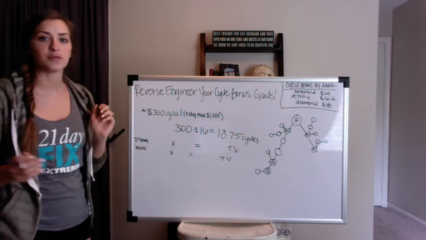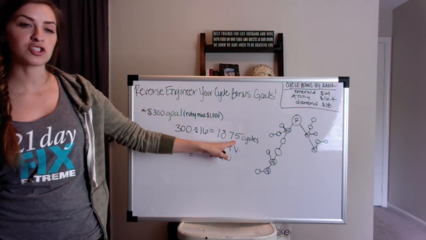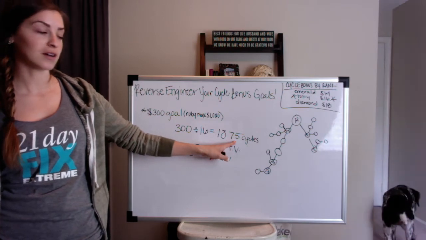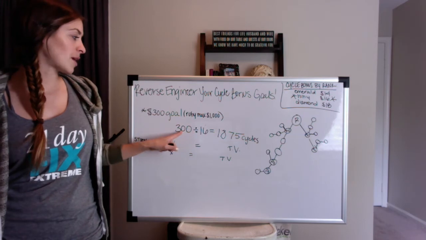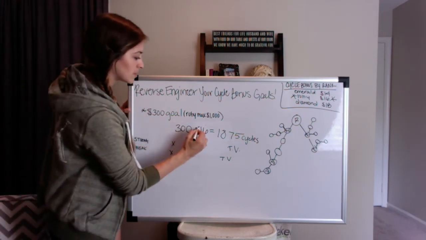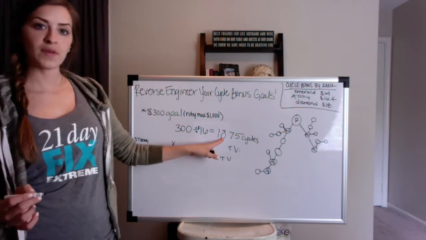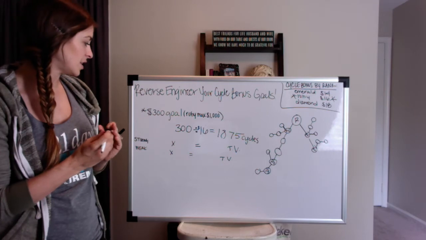and that is, of course, cycles. Now, you never cycle three quarters of a time, so just know that some of these numbers you might have to round up a smidge, but we're going to do this math and play it out. So in order to make $300 at $16 per cycle bonus, you would need to cycle 18.75 times. Okay? So that's the first thing that you need to know.